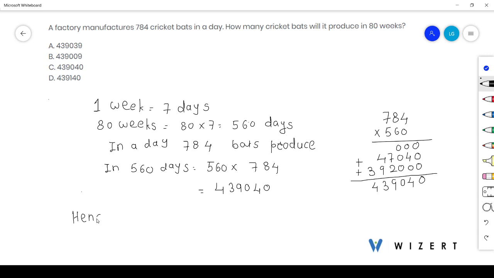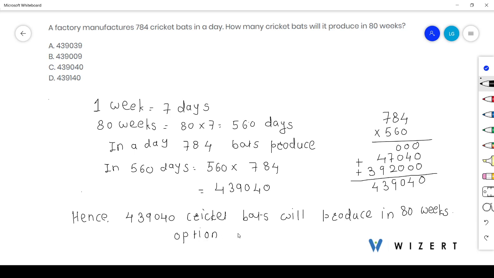Hence, 439,040 cricket bats will be produced in 80 weeks. So from the available options, we have option C as 439,040.